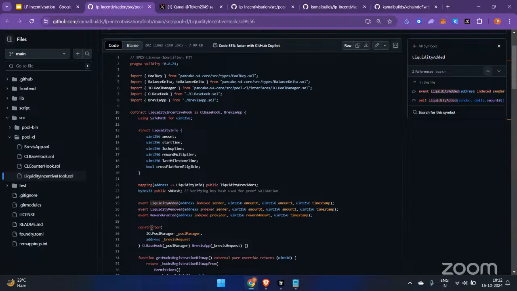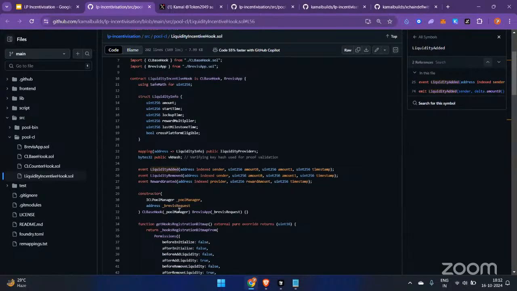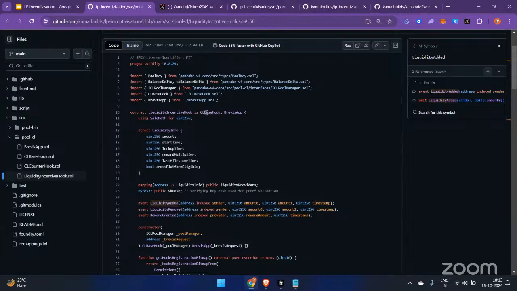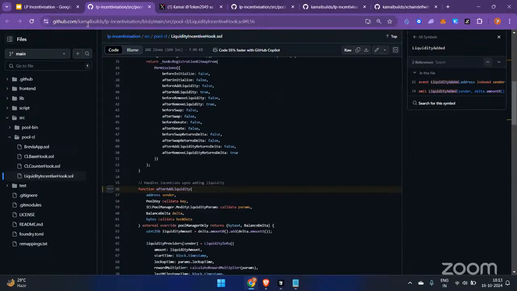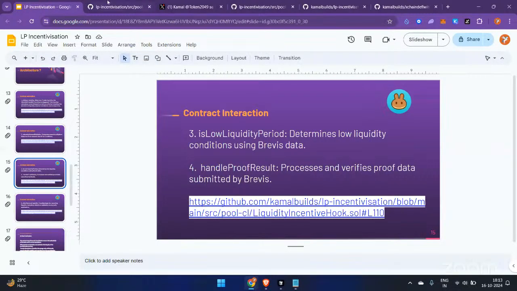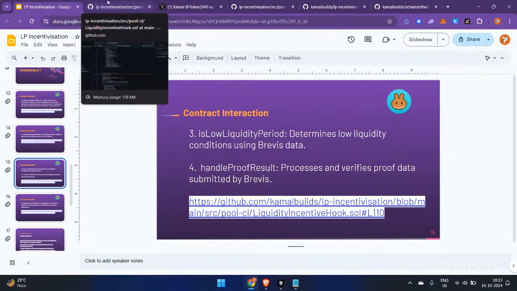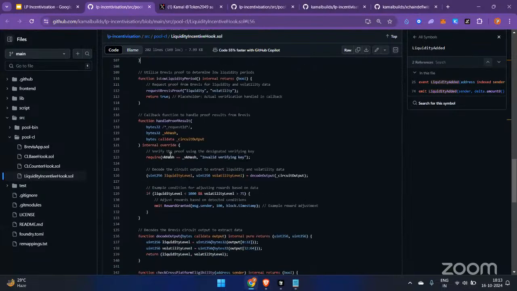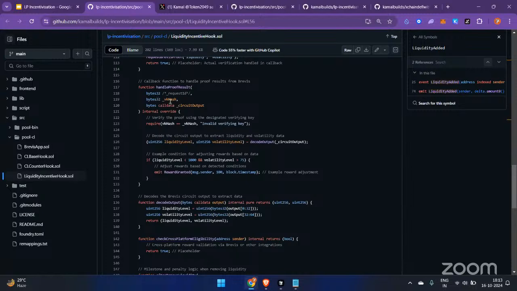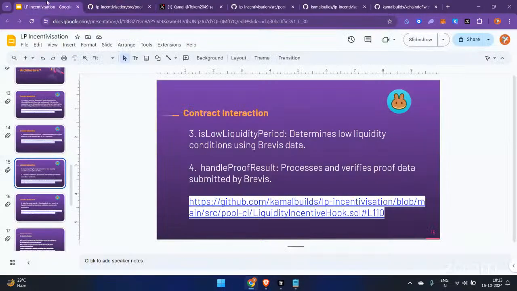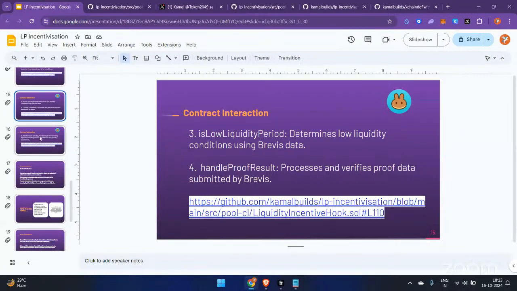Before all that, if you want to deploy the contract, we provide the pool manager and Brevis request address, and we are extending CL base hook and Brevis app so that we can request with Brevis. And then we have a function, handle proof request, which is a very important function. This is a callback function to handle proof results from Brevis. It has this VK hash, which is used to verify the proof using the designated verification key, and it processes and verifies the proof data submitted by Brevis.